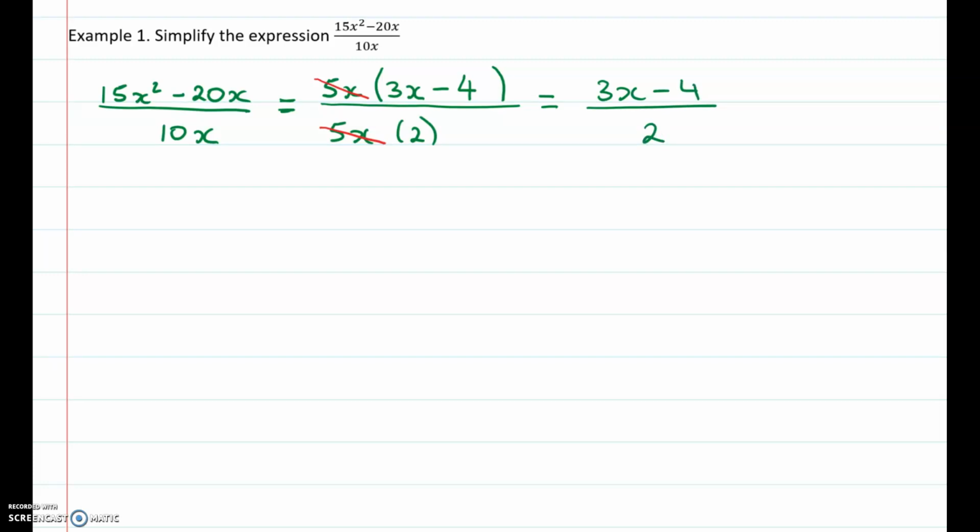And that's your answer. Now you might feel inclined to see if you can cancel the 2 and the 4, but don't do that because the 4 is tied up in subtraction and therefore isn't available for cancelling. Okay? Remember, if you've got something that's involved in addition or subtraction, you cannot use that to cancel. So your final answer, 3x minus 4 over 2.